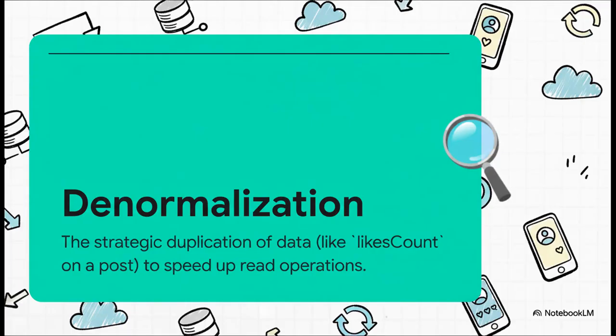And here's one last clever trick for making things lightning fast: denormalization. Now, it sounds complicated, but the idea is actually really simple. Instead of forcing the system to count every single like on a post, every time it's viewed, which could be millions of times, we just store the total count directly on the post itself. It's a strategic shortcut, a little bit of data duplication that makes a massive difference in speed.